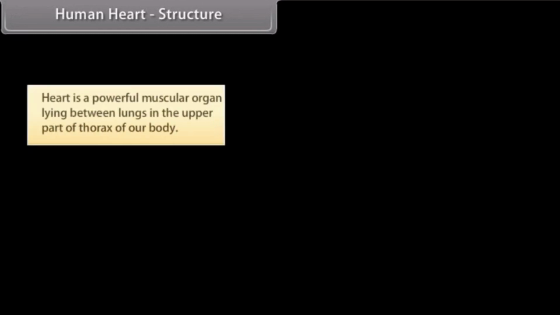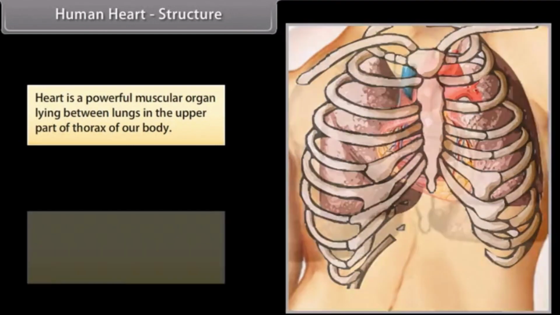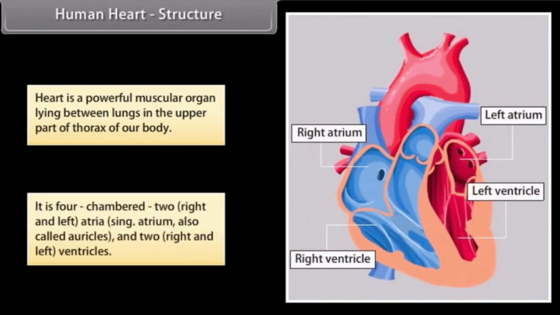Human heart. Structure. Heart is a powerful muscular organ lying between lungs in the upper part of thorax of our body. It is four-chambered: two right and left atria, singular atrium, also called auricles, and two right and left ventricles.